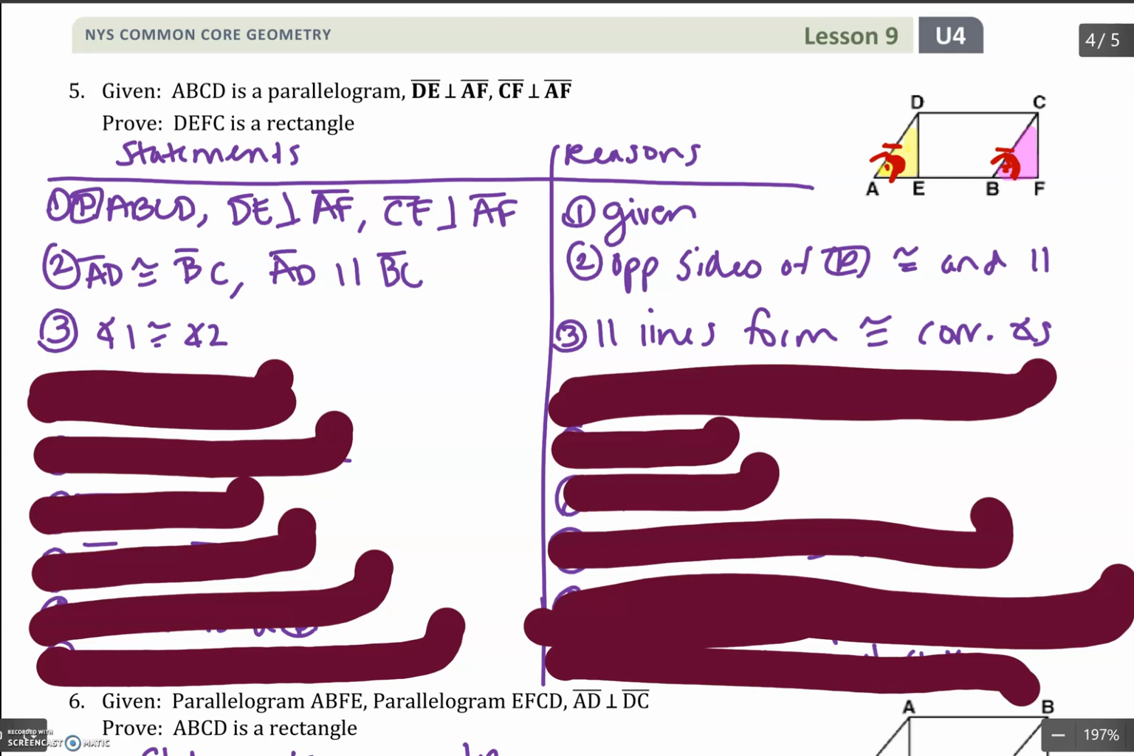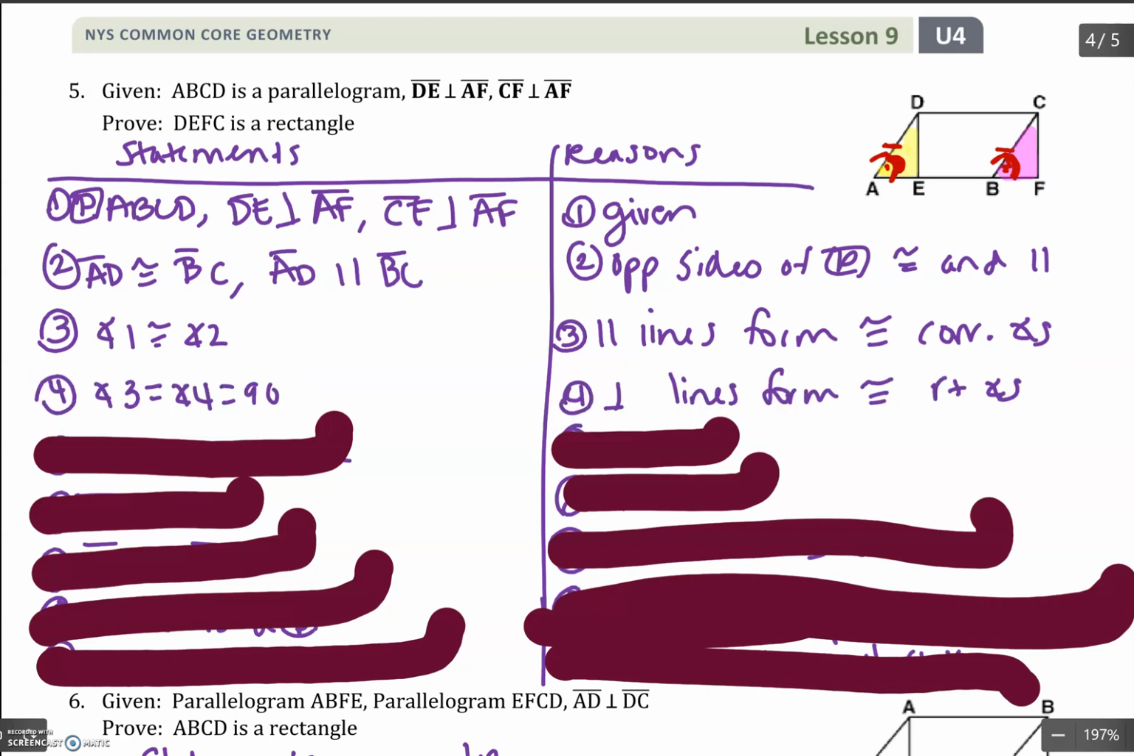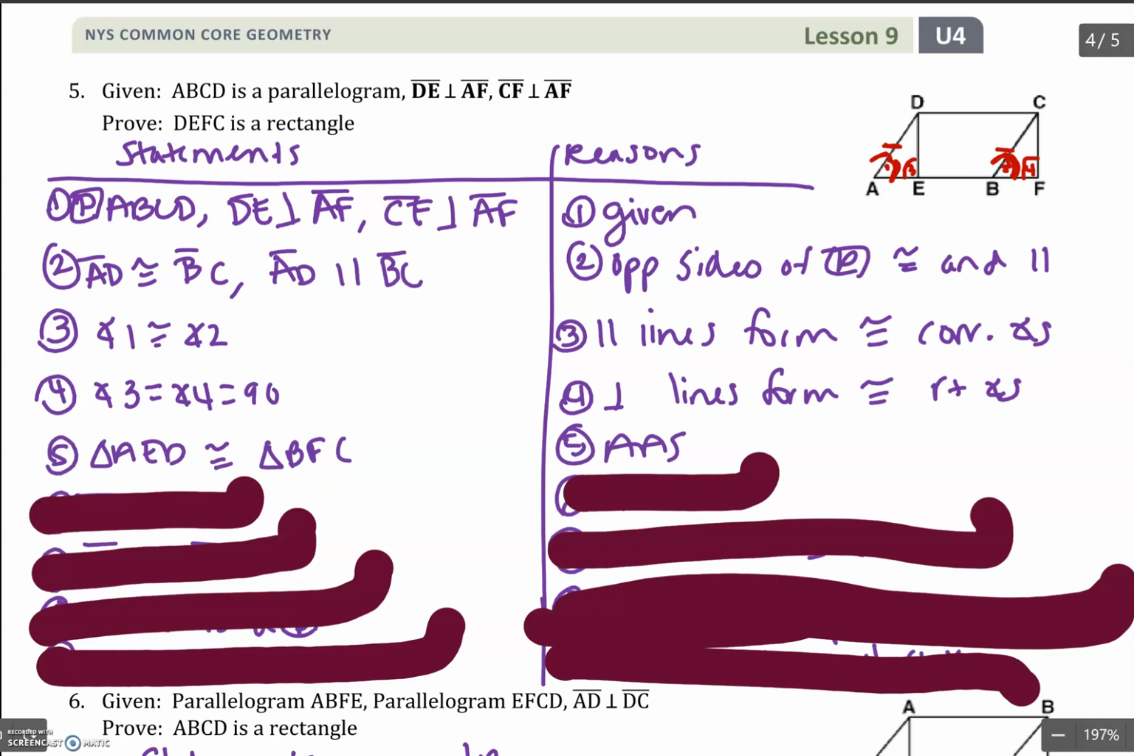Also note I have my perpendicular lines. Don't forget that those form right angles. So angle 3 and angle 4 are congruent right angles. And now if you look at what is marked off for these triangles, I actually have angle, angle, side. And so my triangles are congruent.